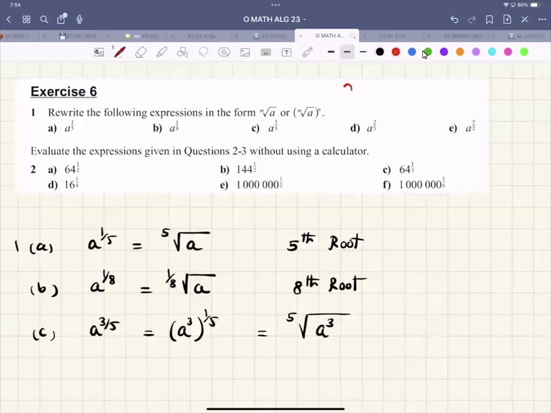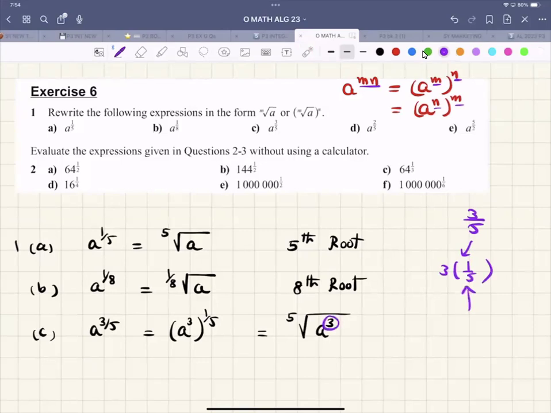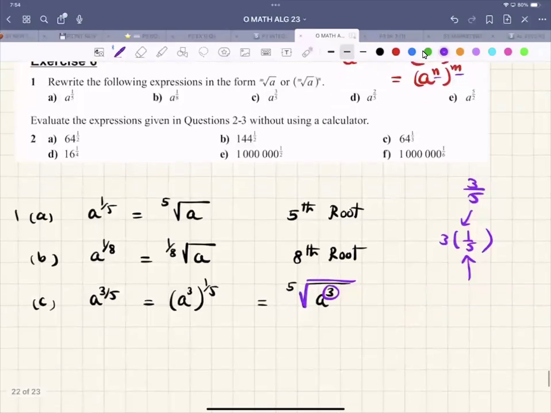Why? Because we have this rule, a power m/n can be written as a power m raised to power of 1/n. It can be written as a power 1/n raised to power of m, because eventually these two powers will multiply. So if this is 3/5 over here, 3/5 can be written as 3 into 1/5. So I have written this 3 on the inside and I'm dealing with fractional power. So that fractional power comes on the outside. Is this all good? All clear? Let me do some more.